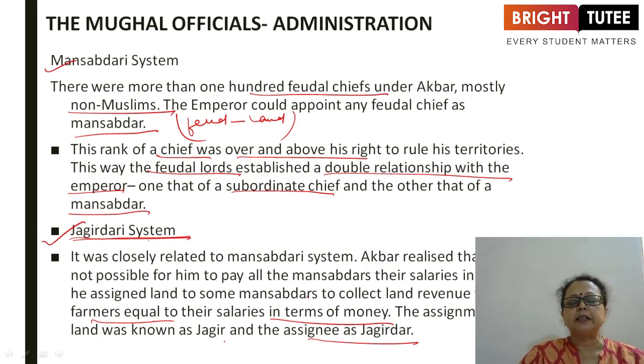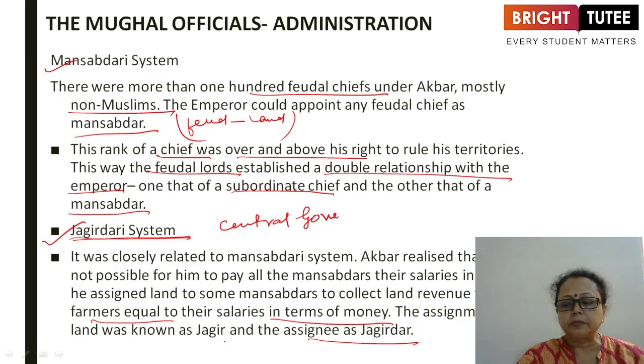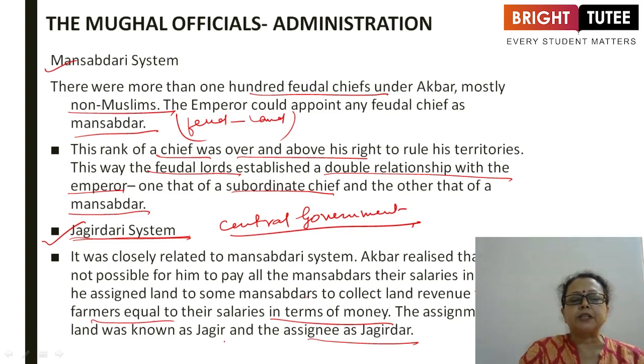Other than this, the concept of central government was also there in Akbar's court. Other than the Jagirdari system, the other was the central government system. What comes under this? It was the well organized central government system found in the Mughal administration. Akbar tried from time to time new experiments in every branch of administration.